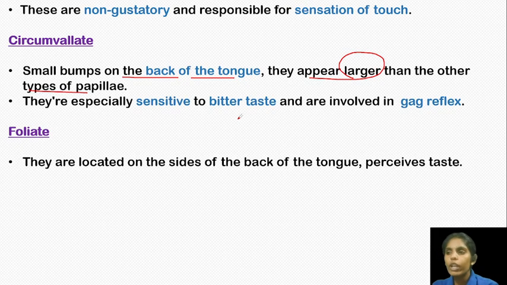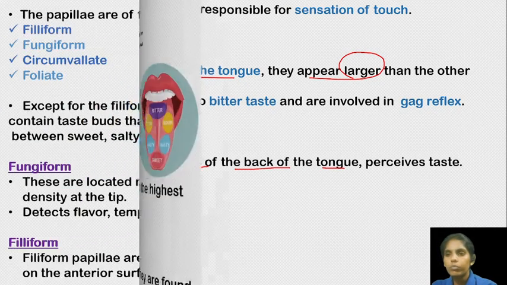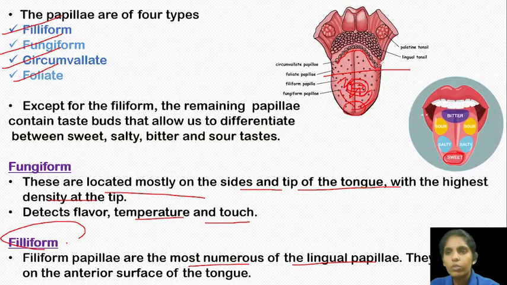And coming to the foliate, they are located on the sides of the back of the tongue. Okay, on the sides. So here, on the back of the tongue, they are present on the sides. Here, the foliate papillae will be present.